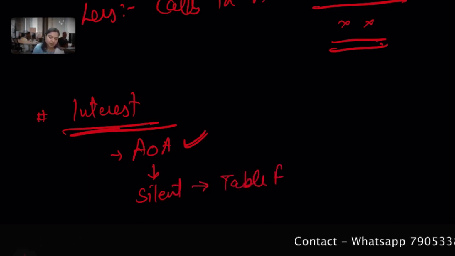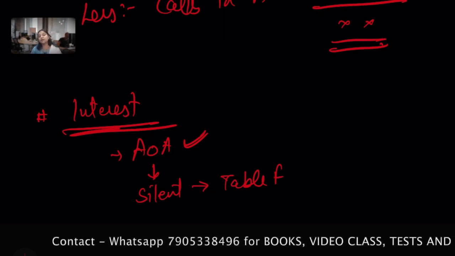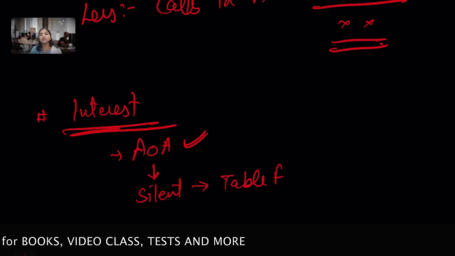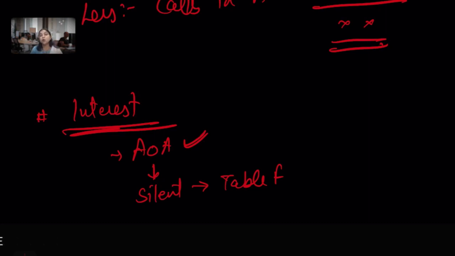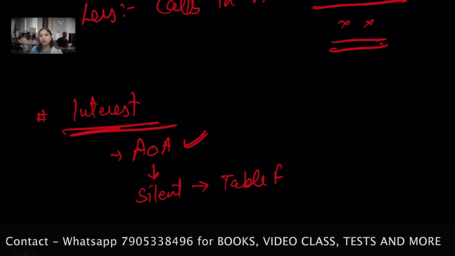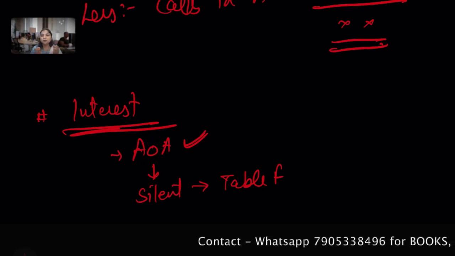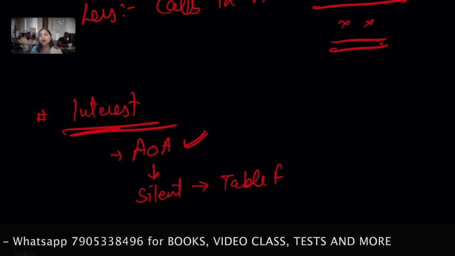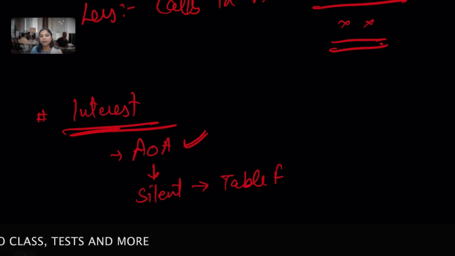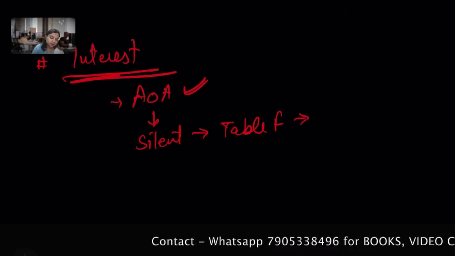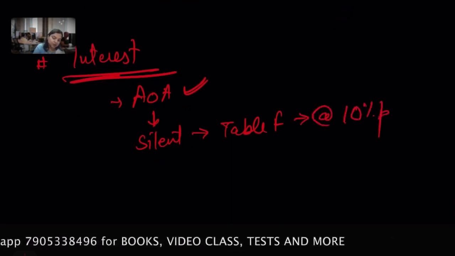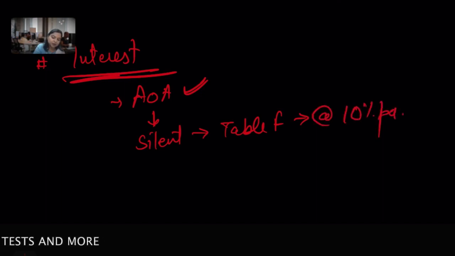There is Table F of Schedule 1 of the Companies Act 2013, which is applicable. If the sum called by the company is not paid within the appointed date, the person who failed to pay the amount on that appointed day, until the actual date of payment, the rate of interest should be 10% per annum.